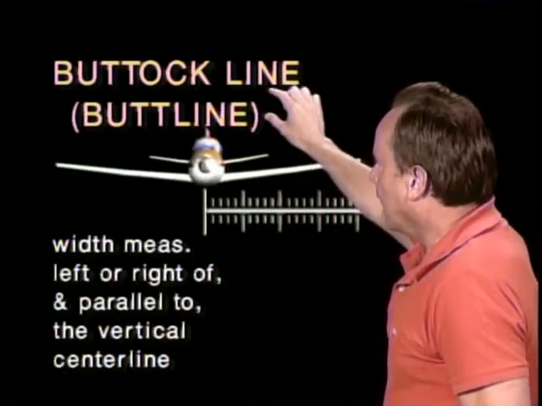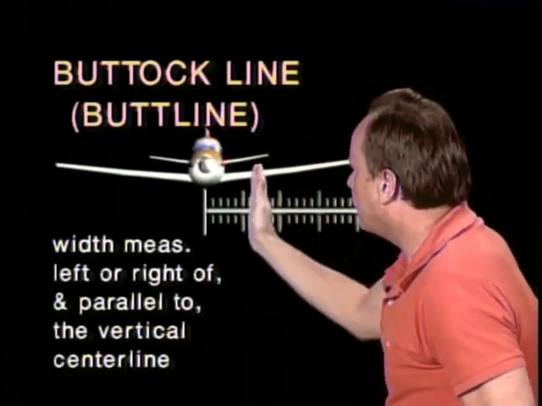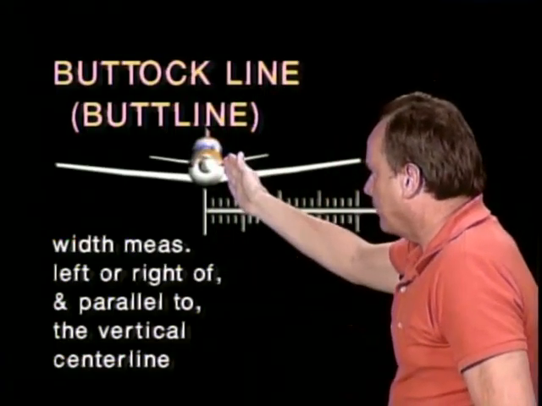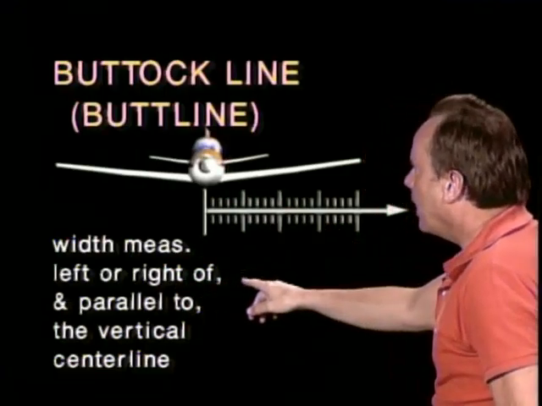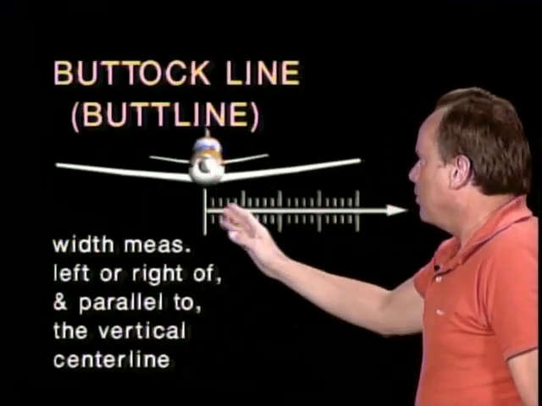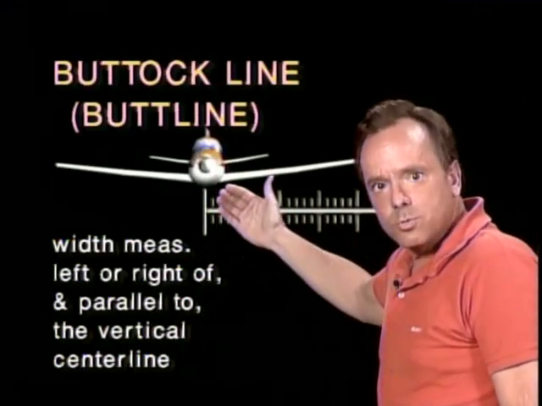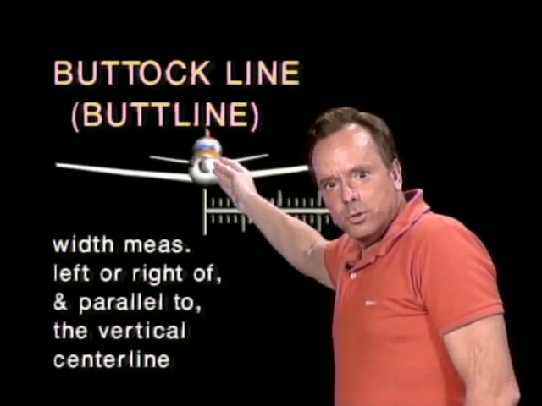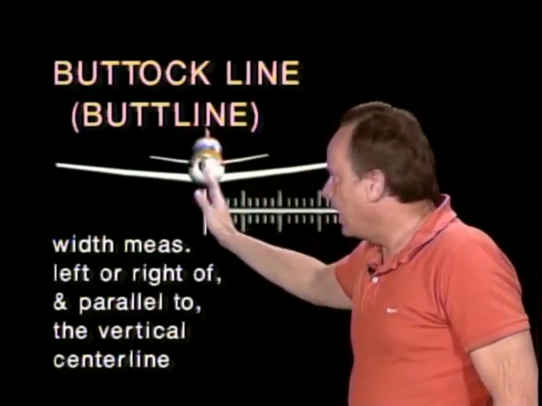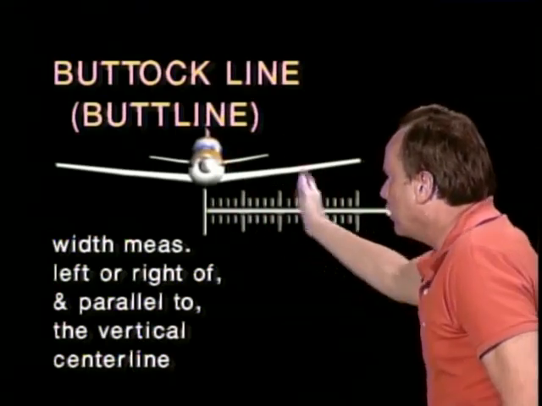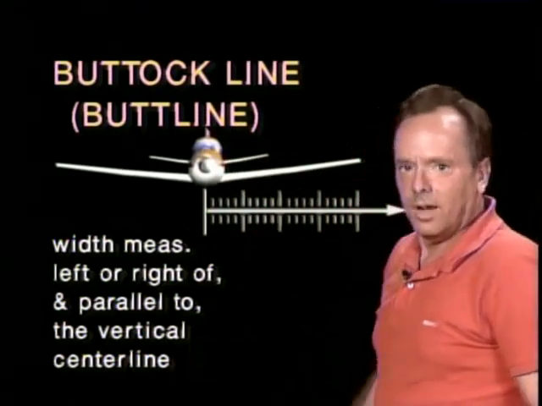Well, the buttock line or butt line of the aircraft is how far you are left or right from the center of the aircraft. It's the width measured left or right and parallel to the vertical center line of the aircraft. So you would say that your fuselage station 108 means you're 108 aft of the datum line. If you said I'm at buttock line or butt line 108, it means you're 108 inches to the left or to the right of the center line of the airplane.